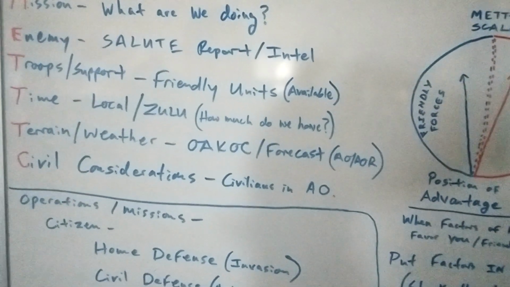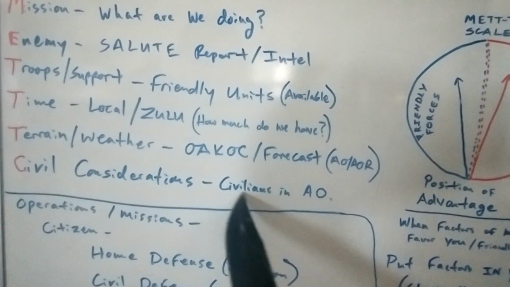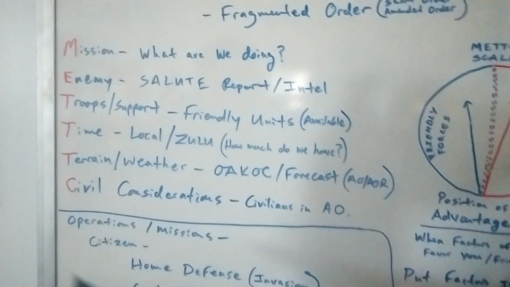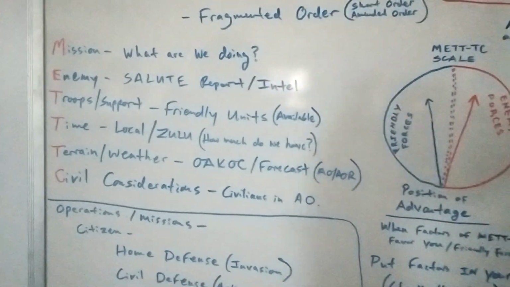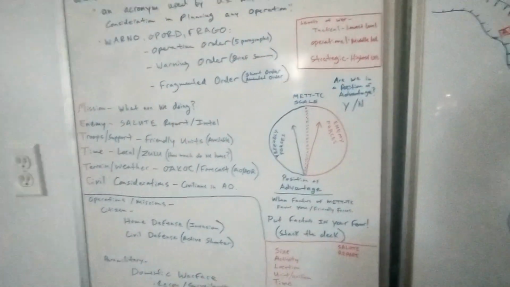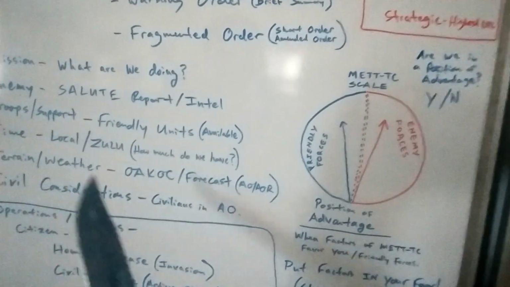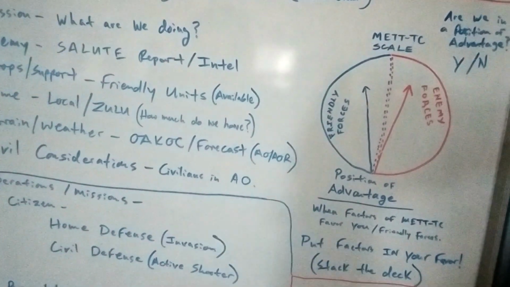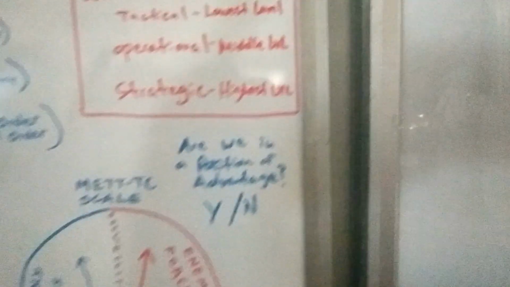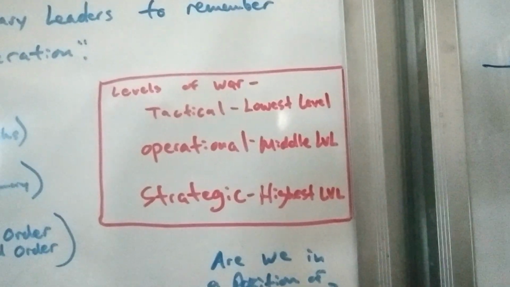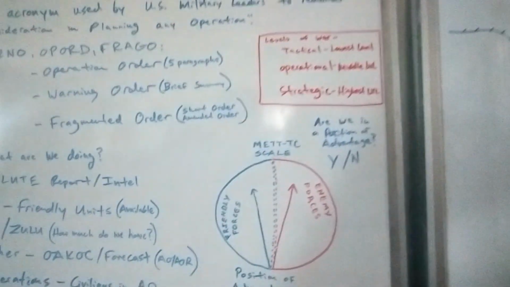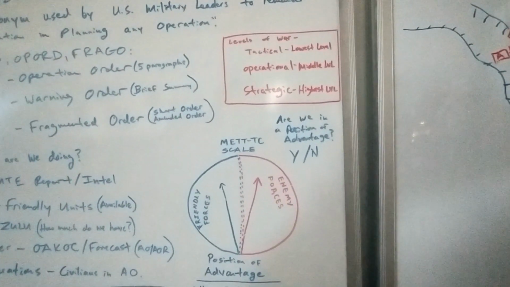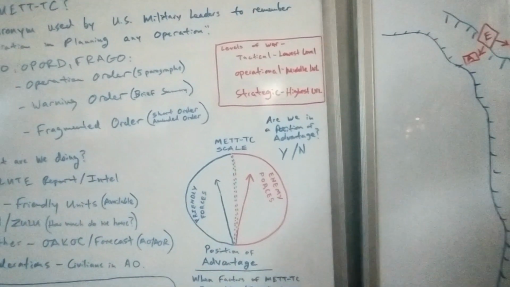Civil considerations. A lot of people don't pay very much attention to civil considerations, or at least in the military. They want to just shorten the acronym to METT, but it's really METT-TC. Okay, and the reason for that is civilians can positively or negatively determine the outcome of your mission, and that could be at the tactical, operational, or strategic level of warfare. Our troops fought in Afghanistan for 20 years, and we ended up having to hand the entire country back over to the Taliban.